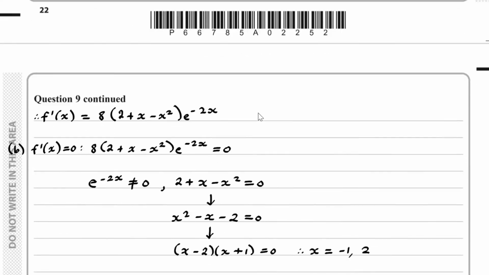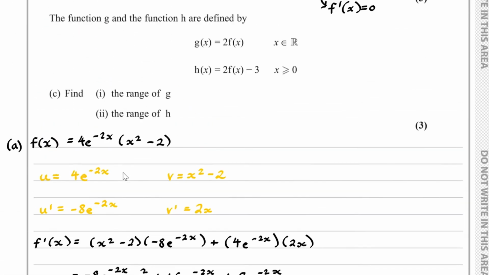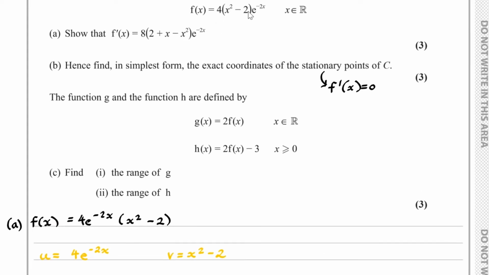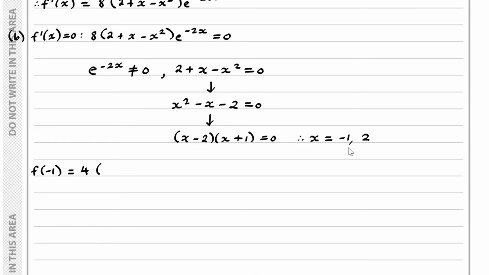So f of minus 1 is equal to 4 lots of, and if you go back here, we have x squared minus 2 lots of e to the minus 2x. So here we have x squared, so that would be minus 1 squared, that would be 1, minus 2. And then here we have e to the minus 2 times minus 1, which is positive 2.